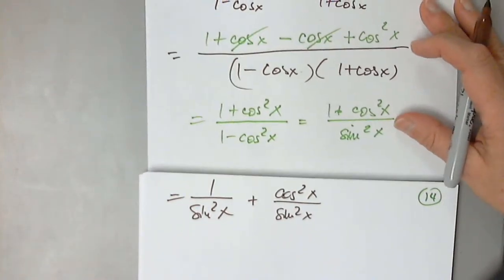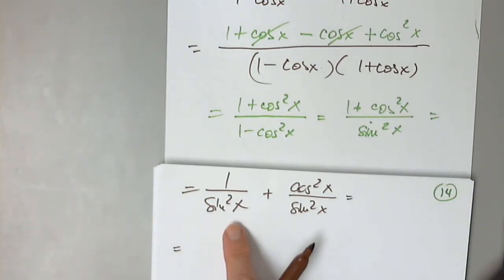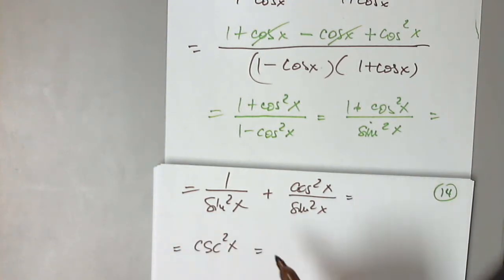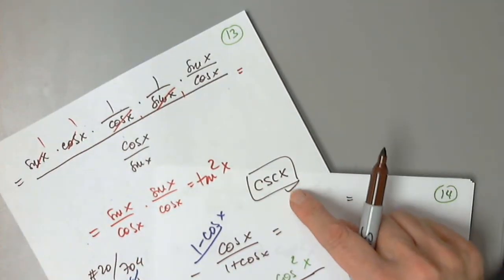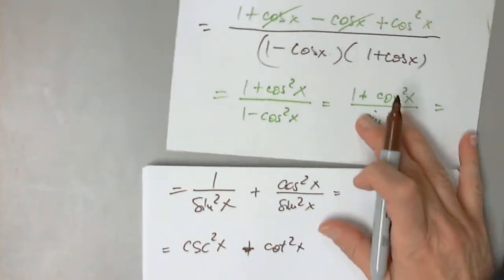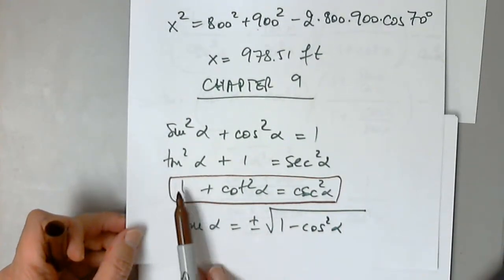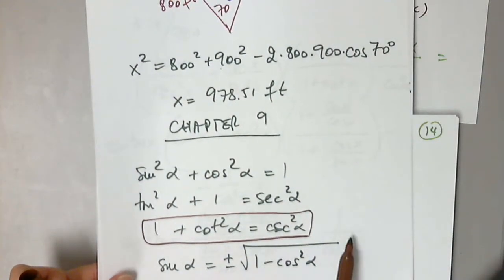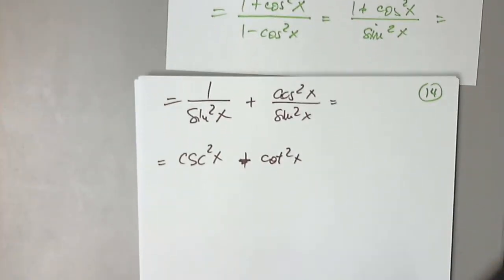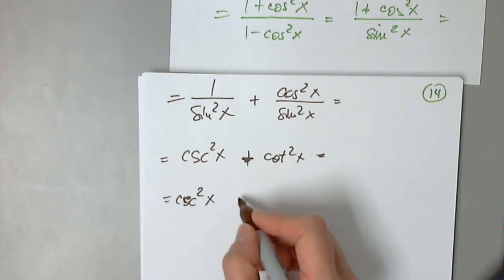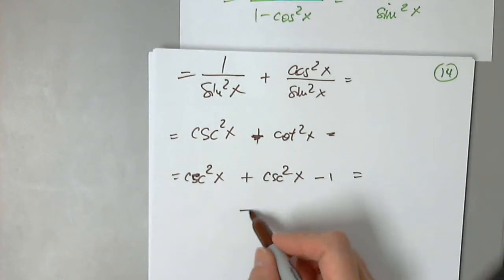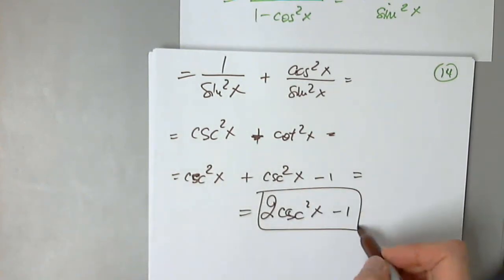Awesome. So what is the first piece? The first piece is? Very good. What is this? Tangent. Careful. Okay. And we know something very important. Remember, we are asked to keep only cosecant, nothing else, in the final answer. So cosecant is okay. Cotangent is not okay. But here's what we know. That cotangent squared, excellent. So that is cosecant squared plus cosecant squared x minus 1. So therefore, 2 cosecant squared x minus 1 is the final.